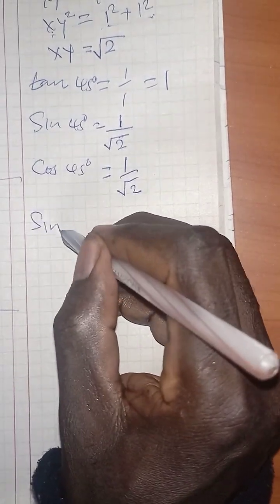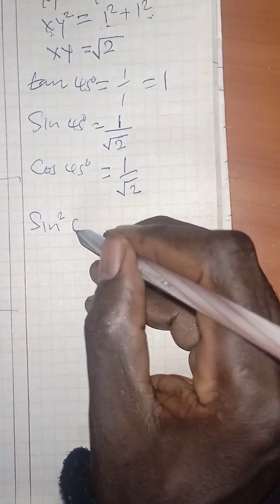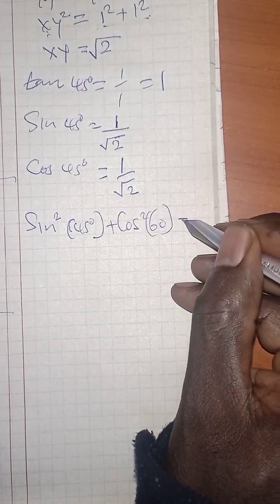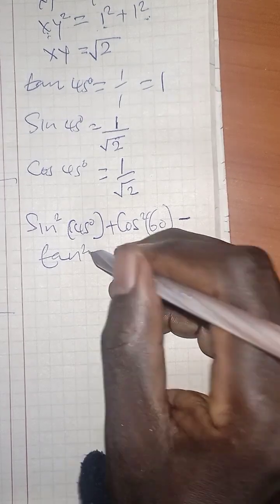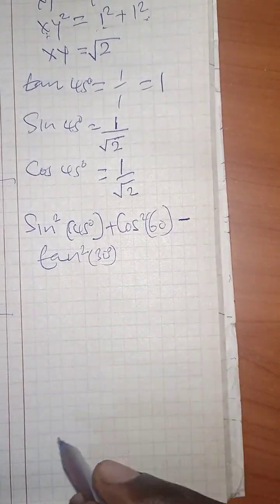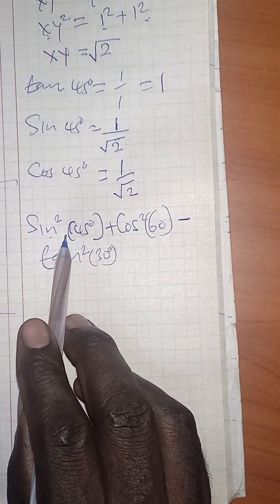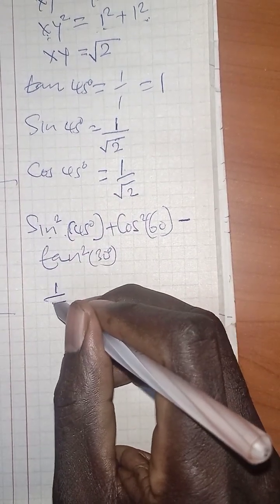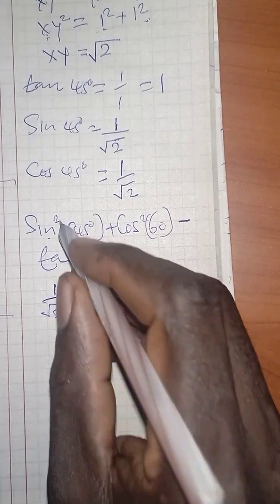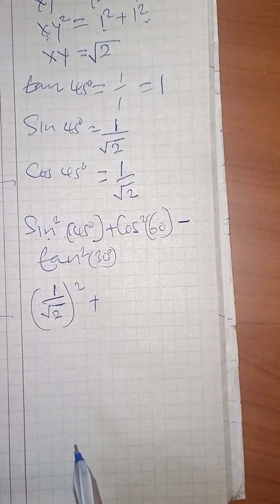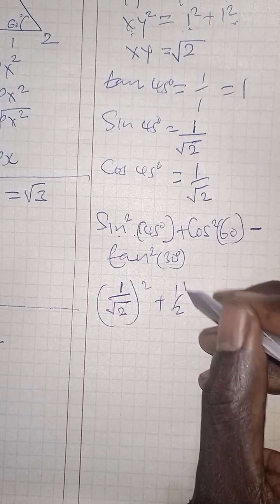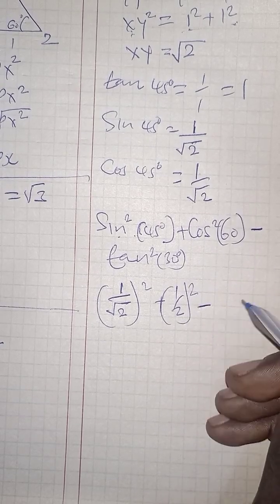Our question was sin² 45 degrees plus cos² 60 degrees minus tan² 30 degrees. So sine 45, it is here. It is 1 over the square root of 2. And here we are squaring, so squared. Cos 60, let me remind you, it's a half. So you have here a half squared minus tan 30.